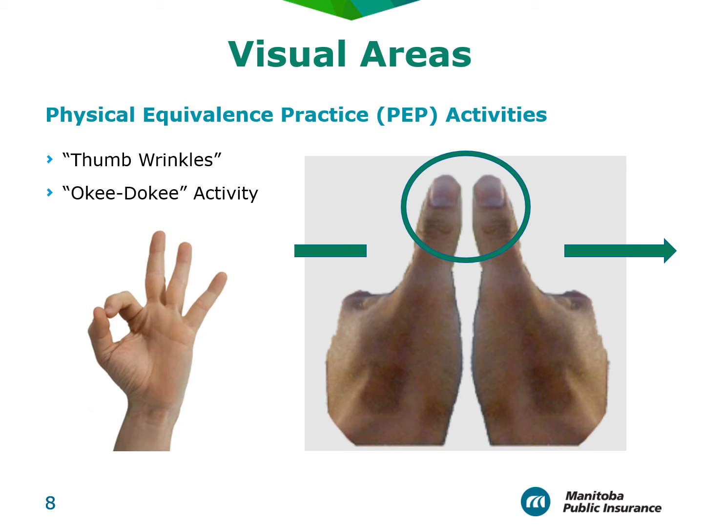The okie dokie activity is like looking through the end of a paper tube. Pick a small spot on the wall across the room and make your hand look like the picture. Hold it out at arm's length while looking at the spot across the room. Notice the small area that you see. That is your central vision.